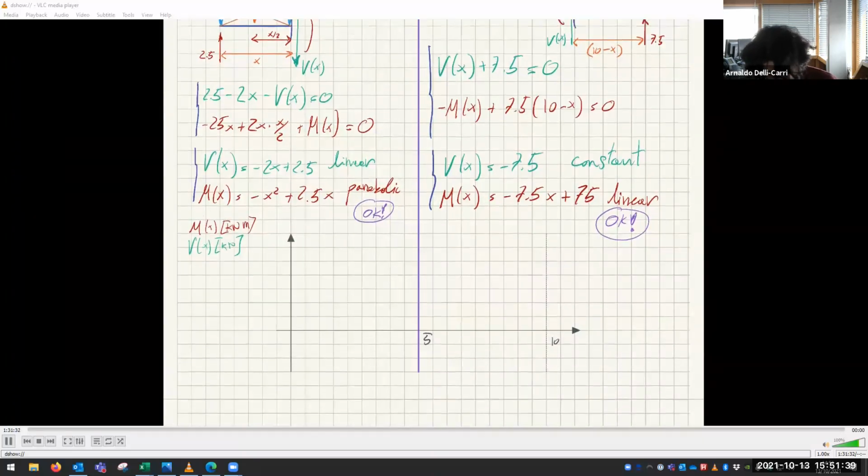So we have linear here. On the left-hand side, I have linear, and on the right-hand side, I have constant. Well, the constant one is easy, but let's start from the linear one. Linear one, I need v of 0. So this is 0. V of 0 is 2.5.